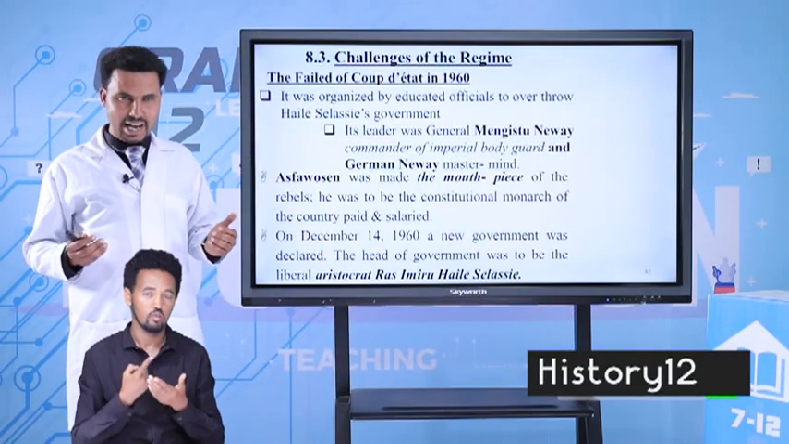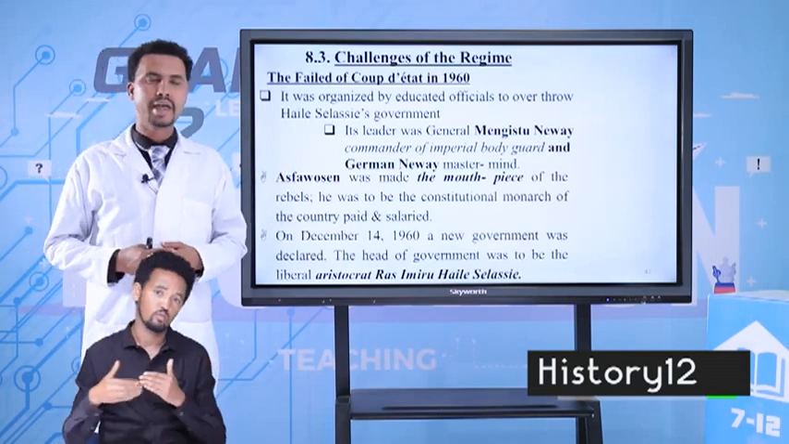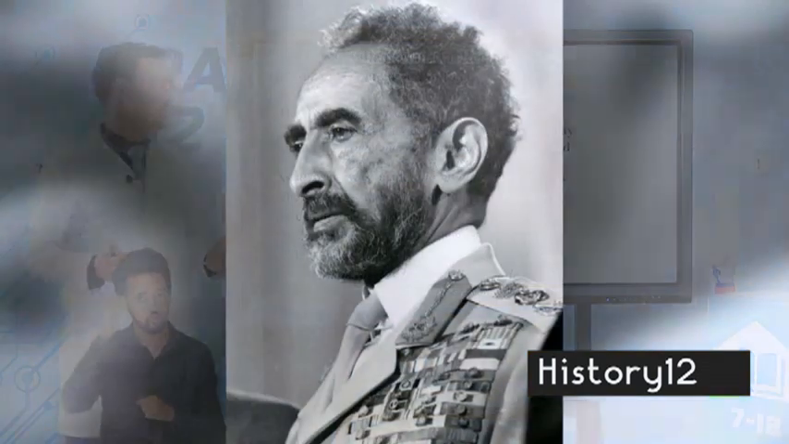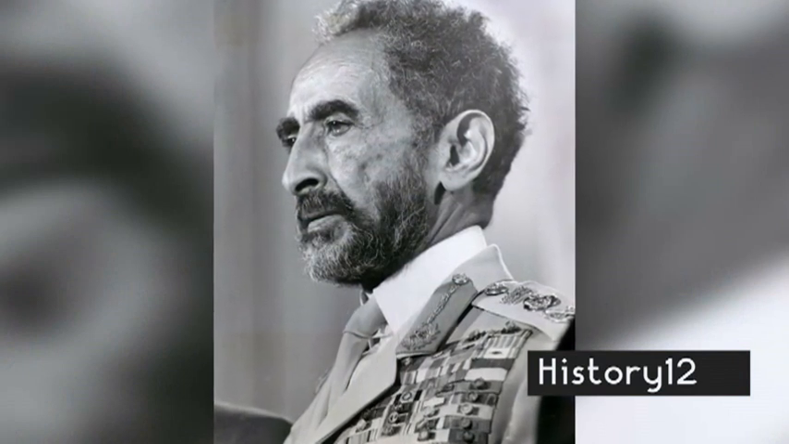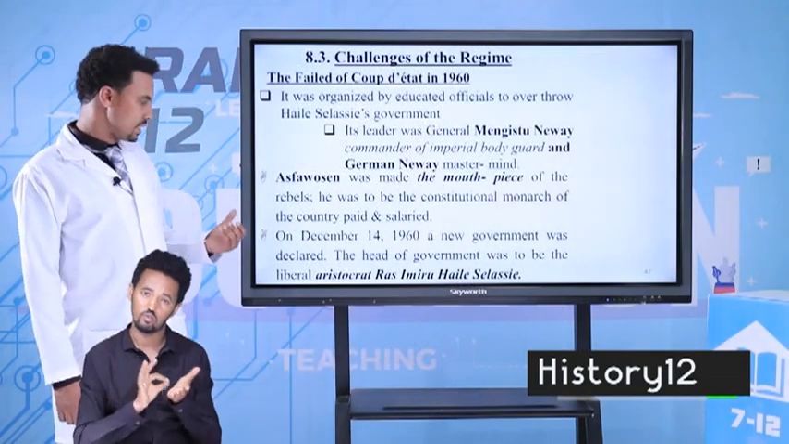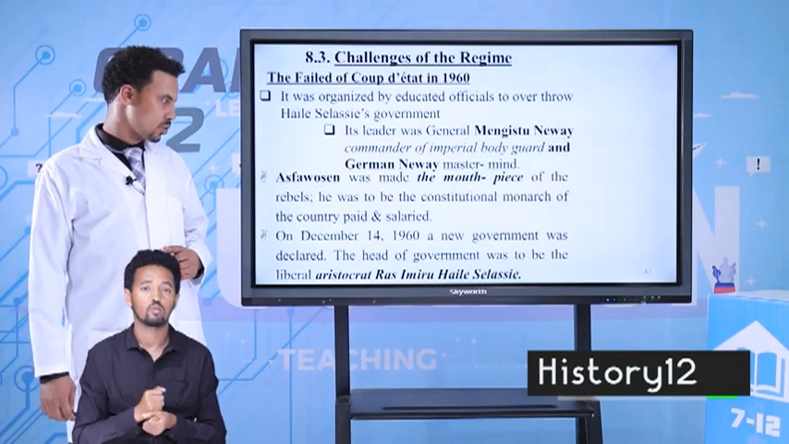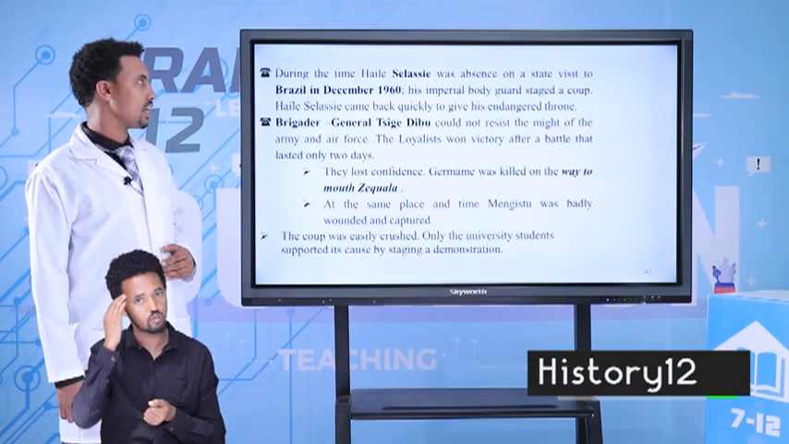It was organized by educated officials to overthrow Emperor Haile Selassie's government. Its leaders were Garmamme Newaye and Mengistu Newaye. On December 14, 1960, a new government was declared. The head of government was to be the liberal aristocrat Ras Imru Haile Selassie.